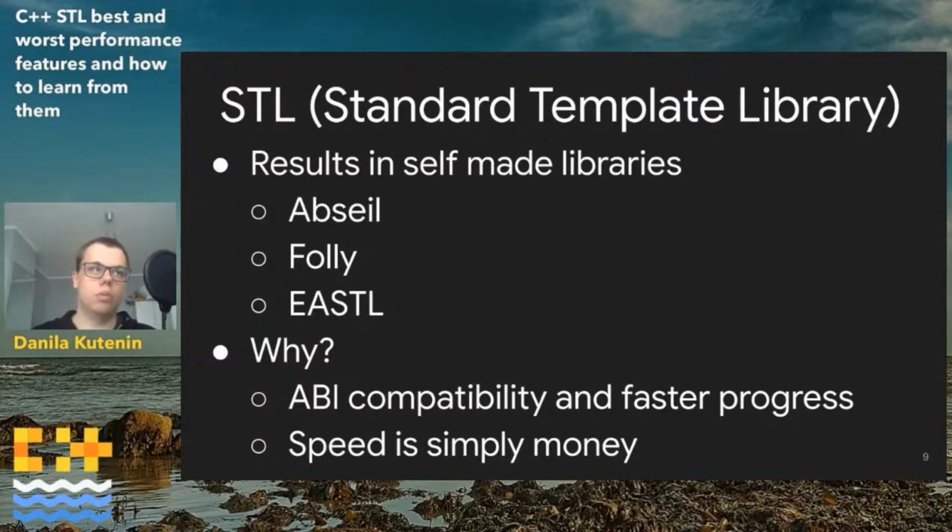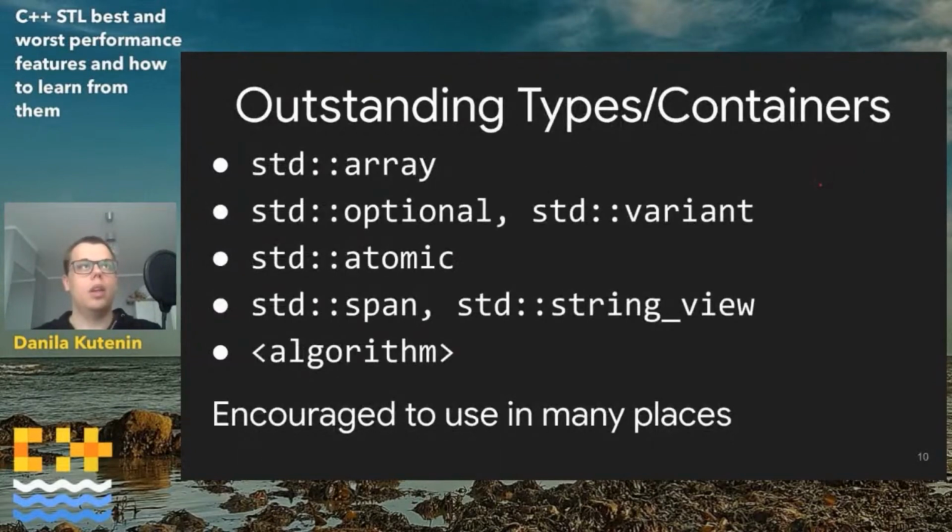Of course, one of the main reasons is speed, which is simply money. If you spend a lot of CPU cycles in some function and you have a faster version of it, you just move to the faster version. So you'll not spend a lot of money on this. So now let's dive into the types and containers a bit.